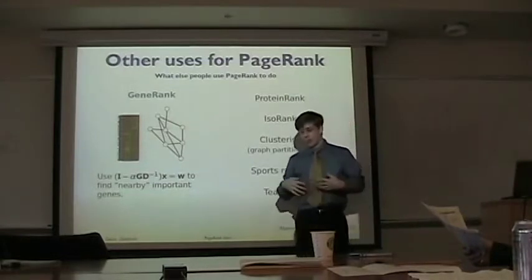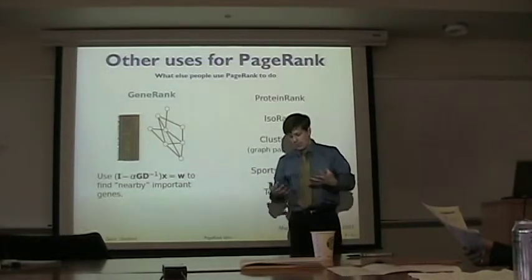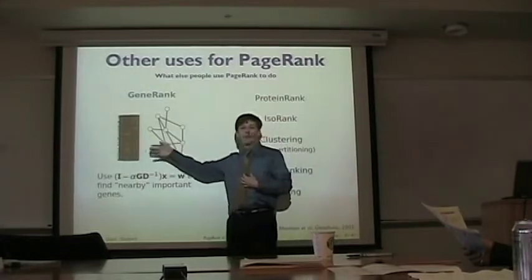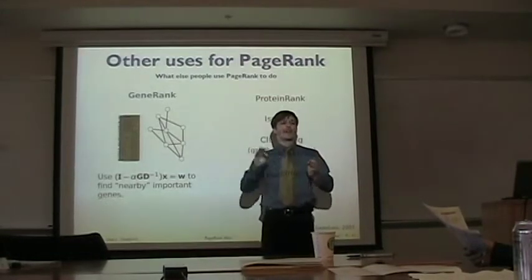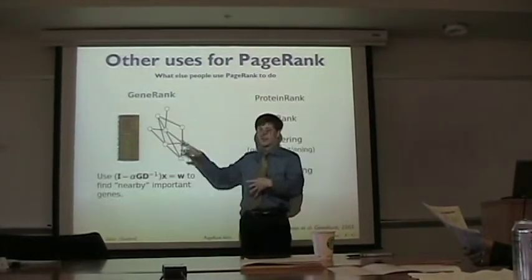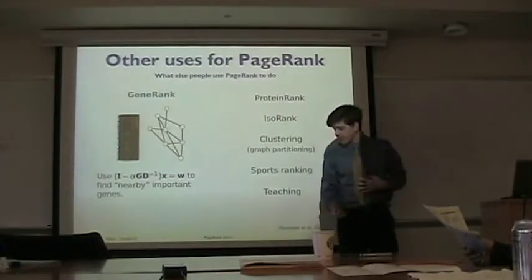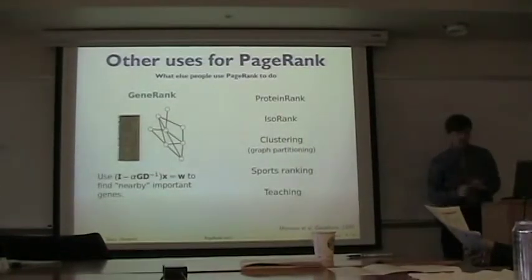PageRank problem. So what you're getting at in this case is, suppose our microarray happened to miss a gene that's really close to everyone else in our experiment. This would allow you to identify this. And this is a model proposed by some people in Scotland.